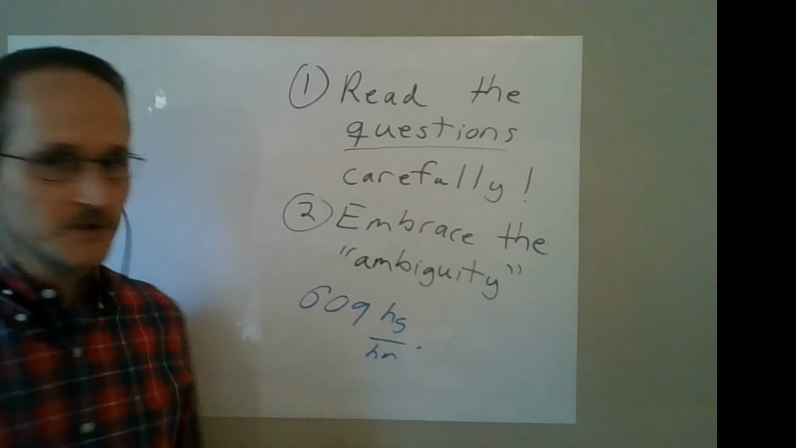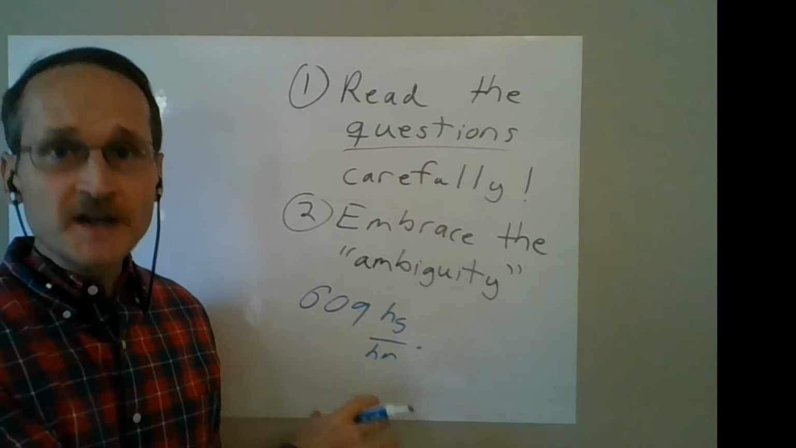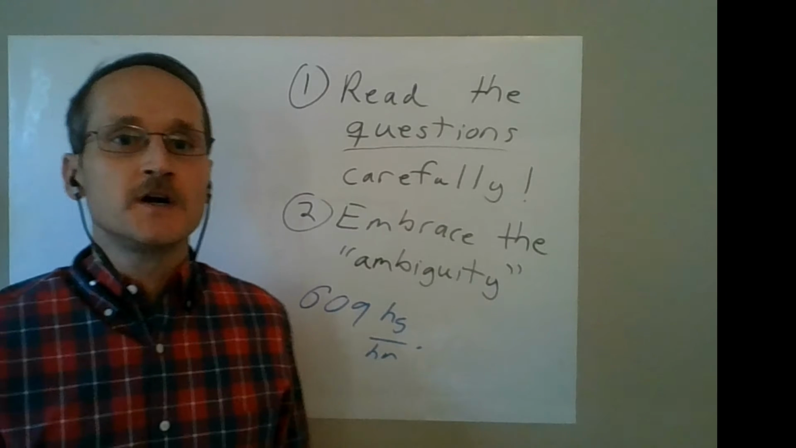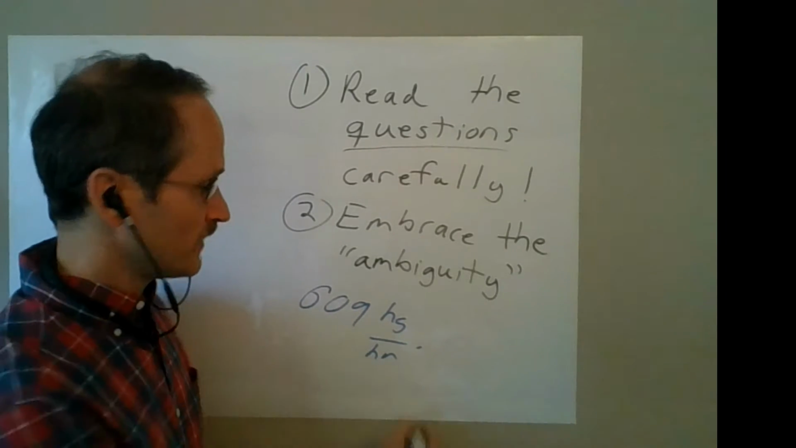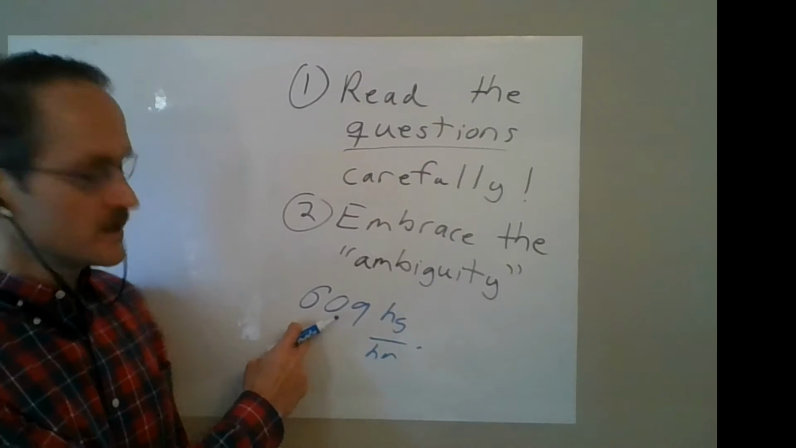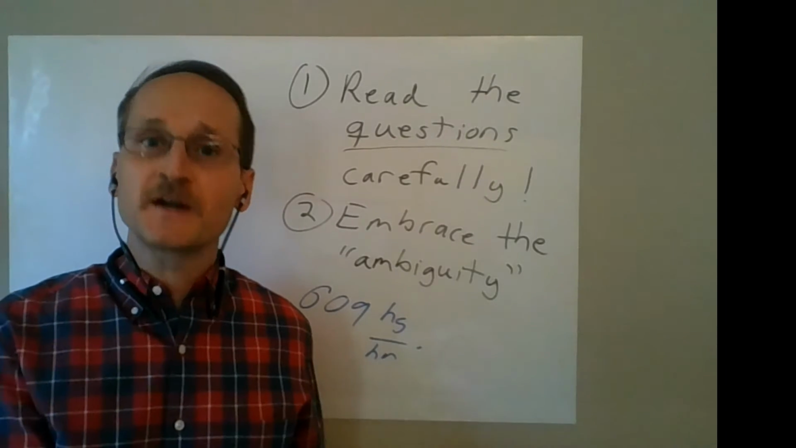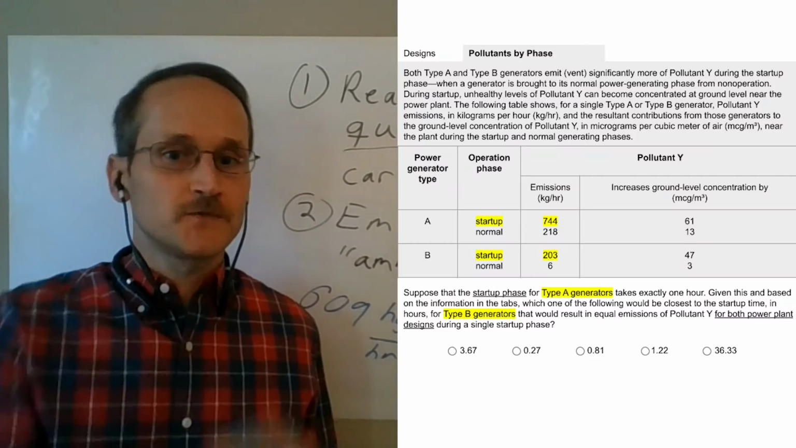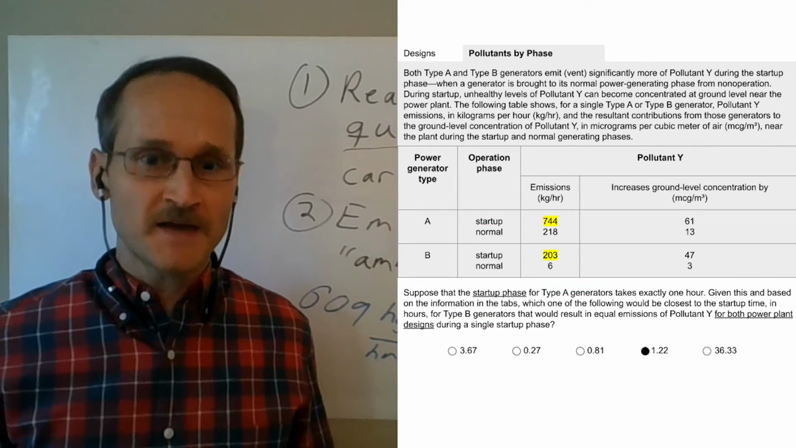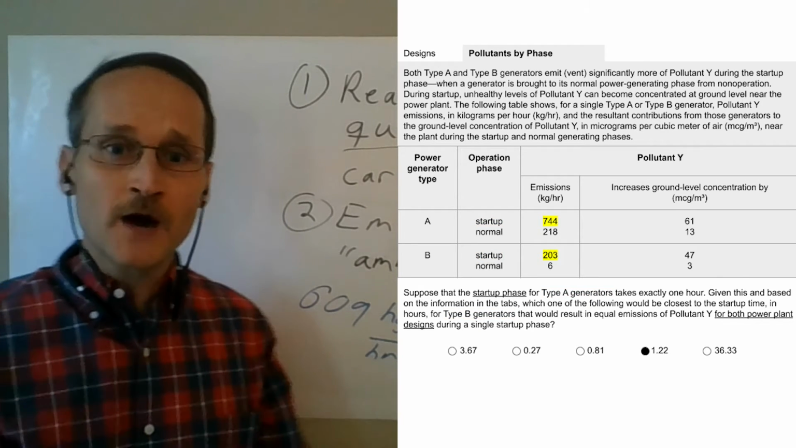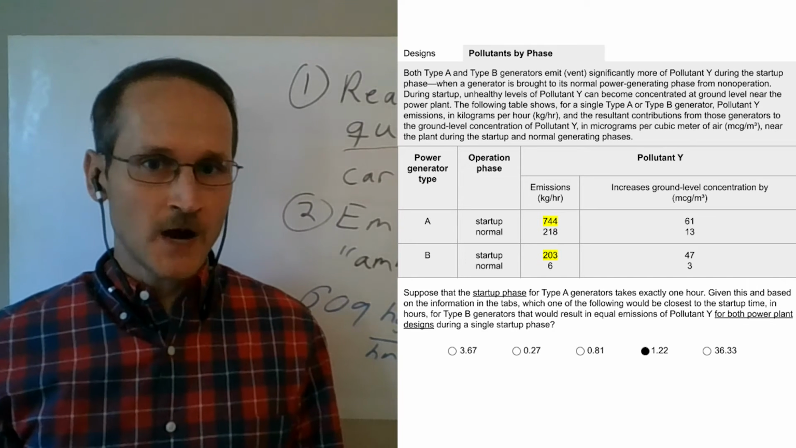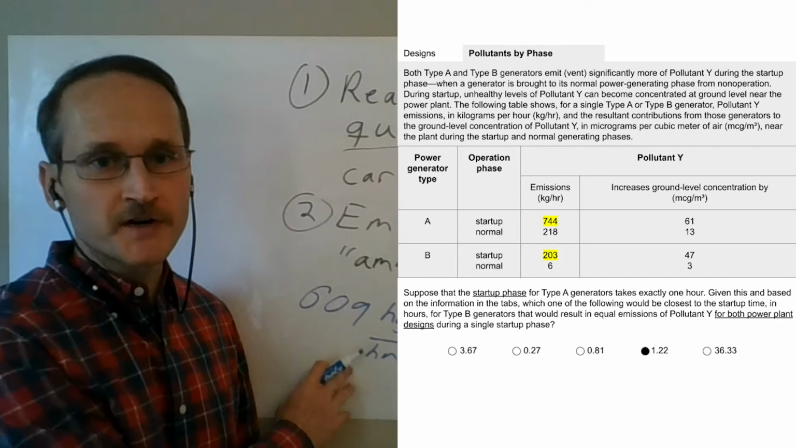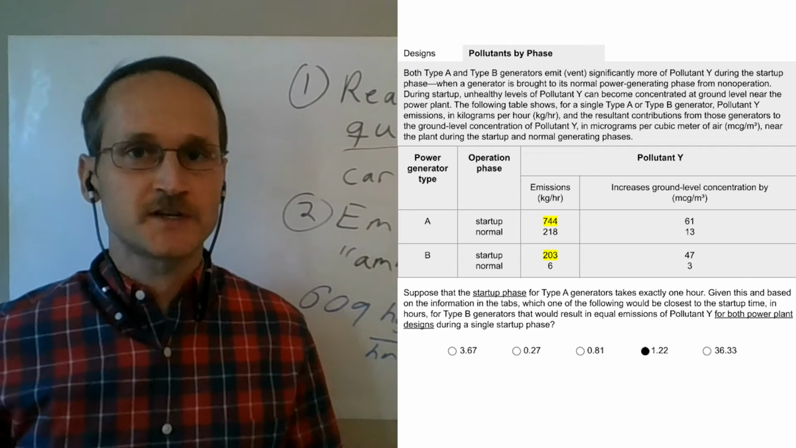So how many hours will it take at a rate of 609 kilograms per hour to release 744 kilograms of this pollutant? Well, if it was 1 hour, it would be 609. So we need something a little bit bigger than 1 hour. Choice D is right there. You don't even have to do the math. It's easy enough to estimate. 1 hour would give 609 kilograms. A little bit more than 1 hour would give something close to 700. That's what we want. So the answer here is D.